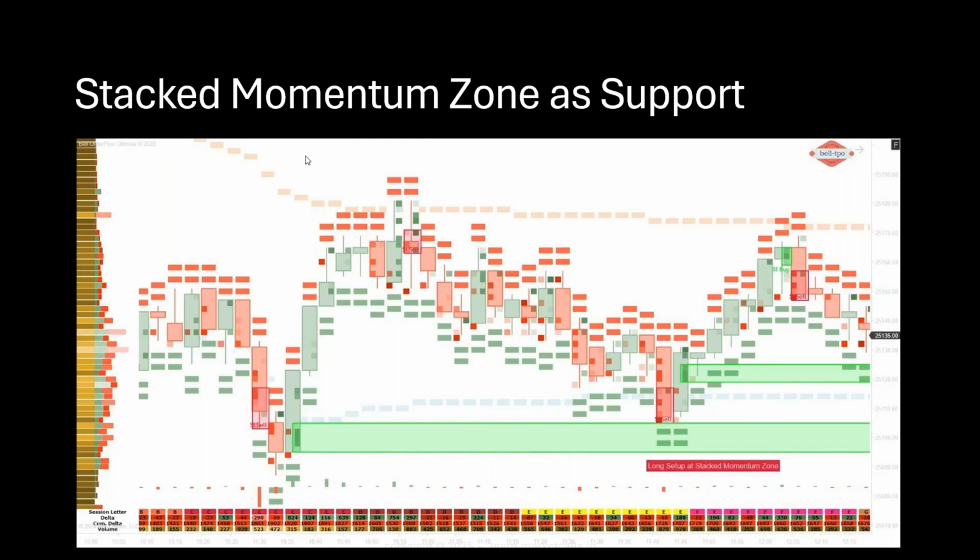Now here are some examples of stacked momentum acting like a support zone. You can see the stacked momentum zone, where price exactly touches and then bounces back. Not only that, one more stacked momentum zone is forming. Price touches and bounces back and keeps on rallying up. So all these zones are going to be your entry point levels, right?